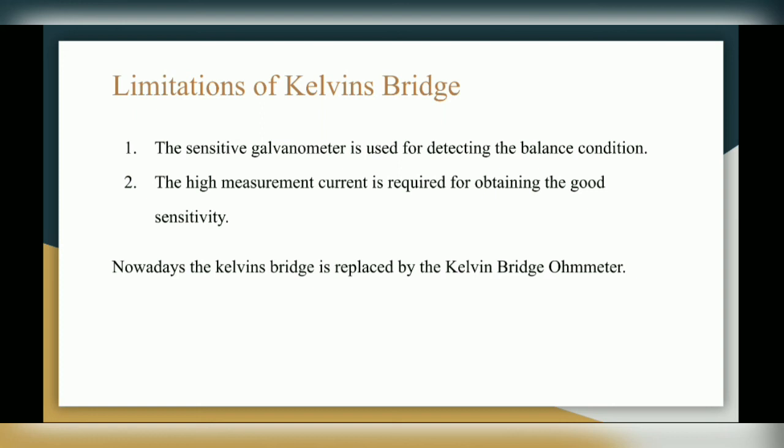Next are the limitations of Kelvin's bridge. So first limitation is that a sensitive galvanometer is used for detecting the balance condition. Second, a high measurement current is required for obtaining good sensitivity. So nowadays the Kelvin's bridge is replaced by the Kelvin's bridge ohm meter.